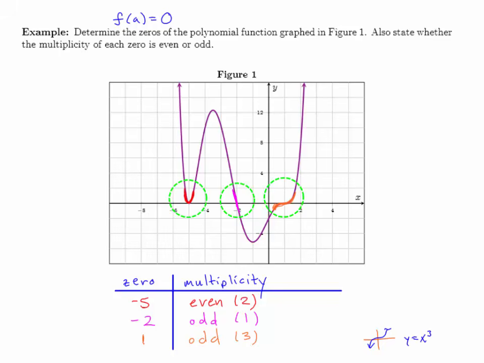And so in the same way that we use that parabola shape for y equals x squared to determine that the multiplicity was 2, we can see this little flattening behavior telling us that the multiplicity is probably 3. Could be 5, could be 7, but certainly odd.